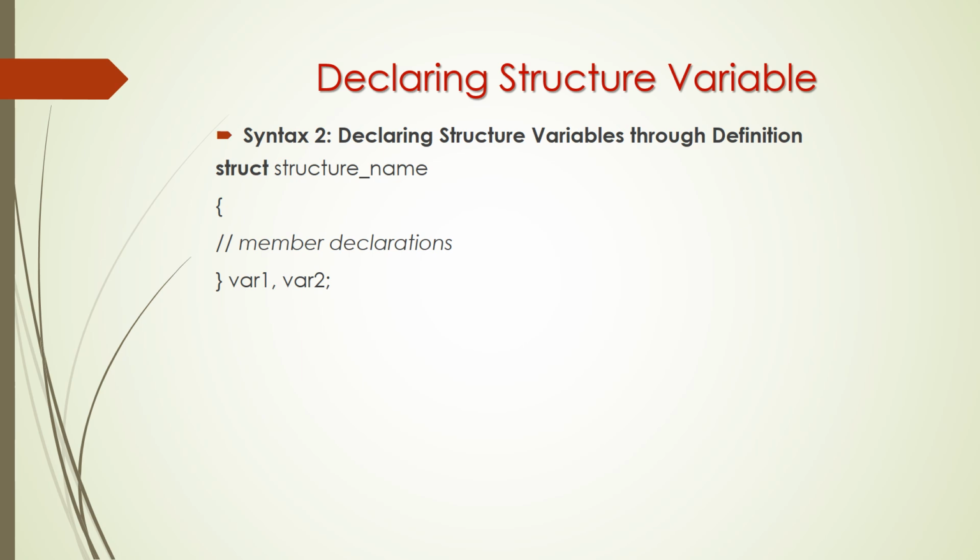Let's now look at syntax 2, which is another way to declare structure variables. This time directly along with the structure definition. The syntax is struct, structure name, open curly brace, member declaration, close the curly brace, then var1, var2. So they are structure variables. In this method, we define the structure and create variables at the same time.